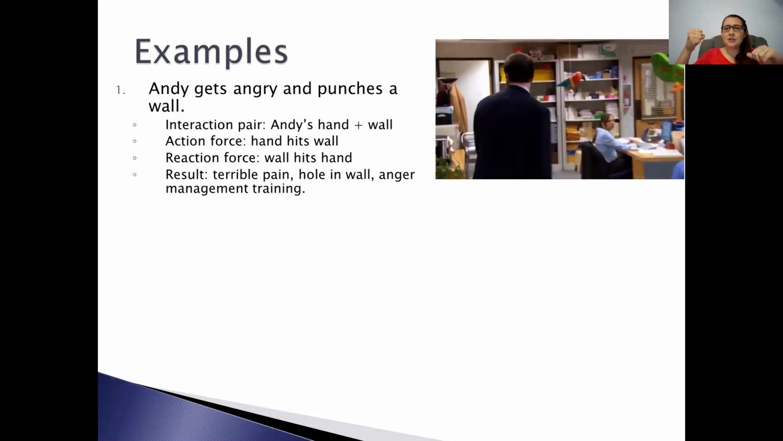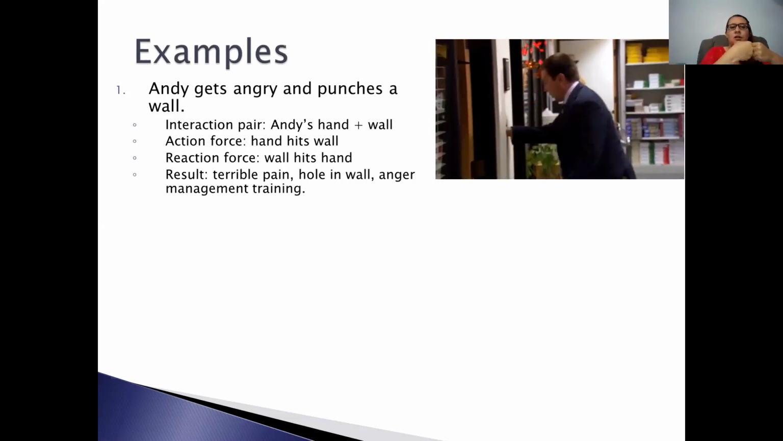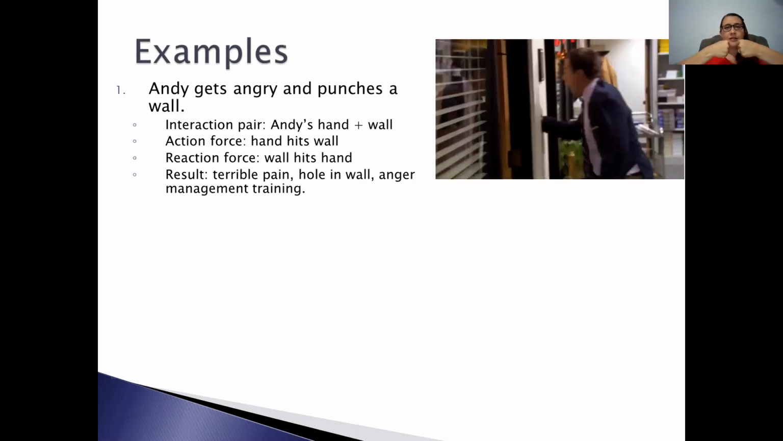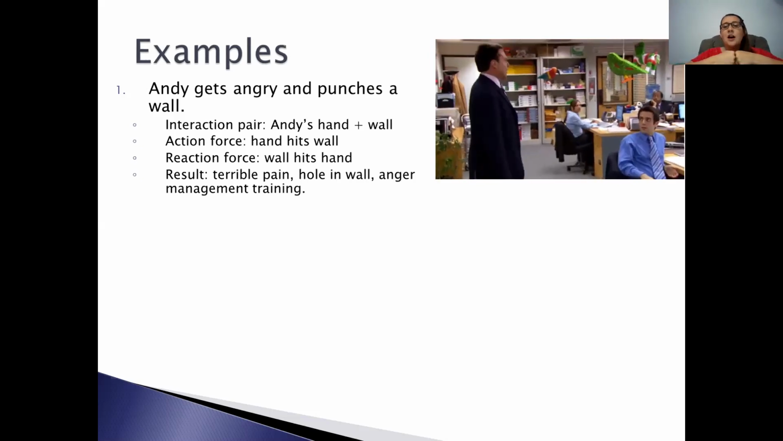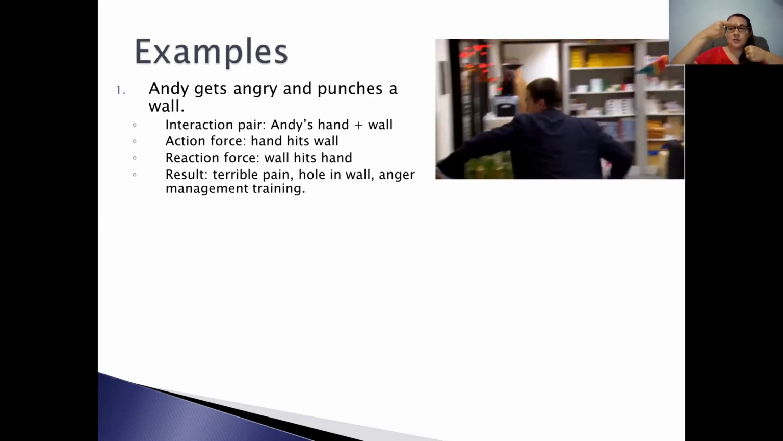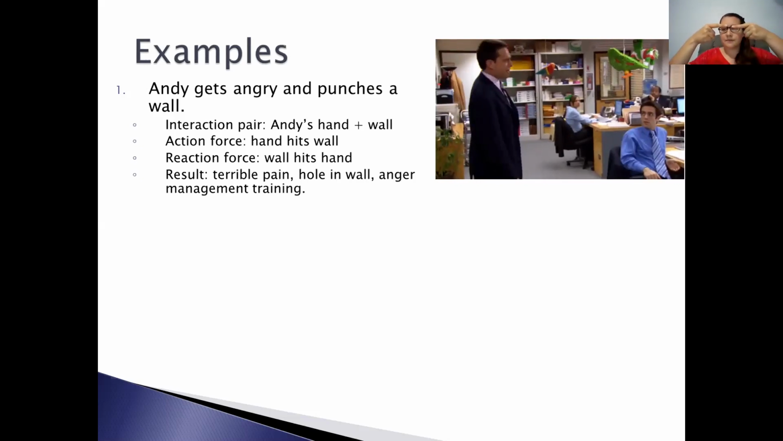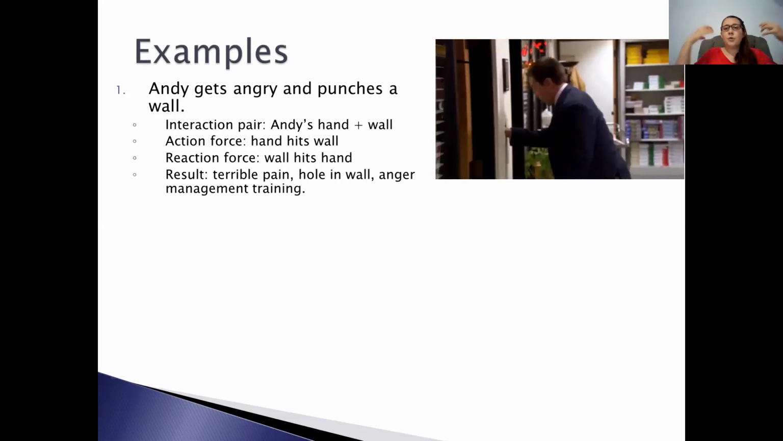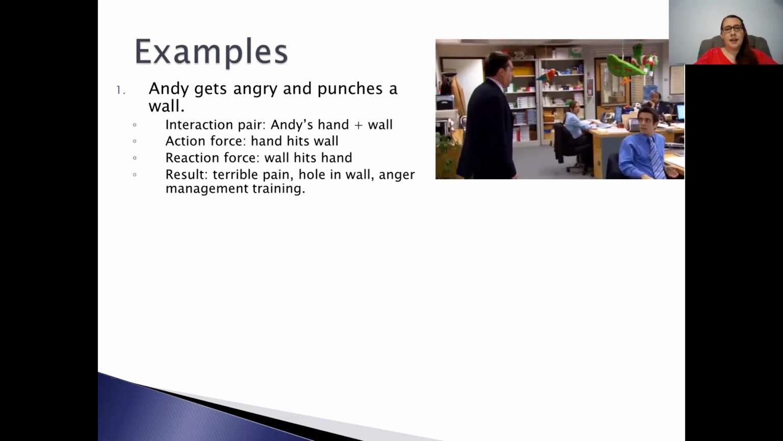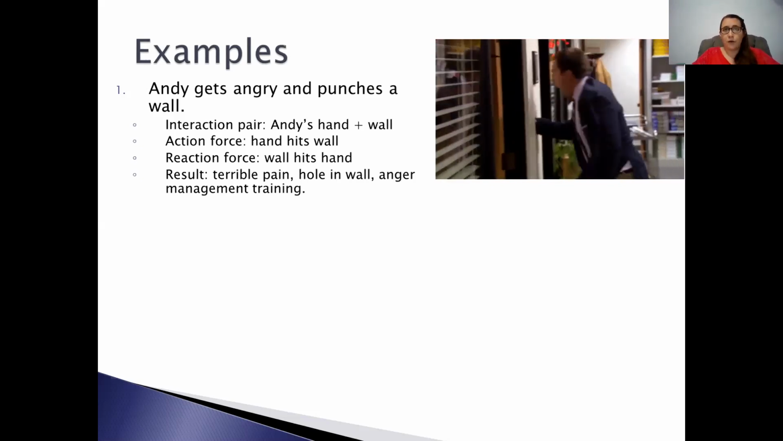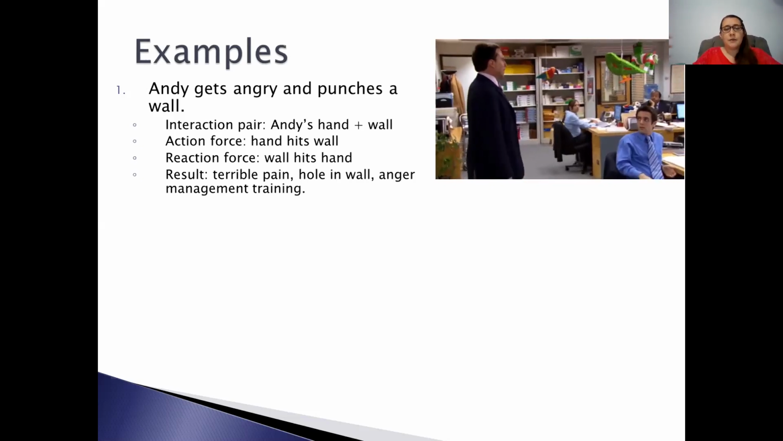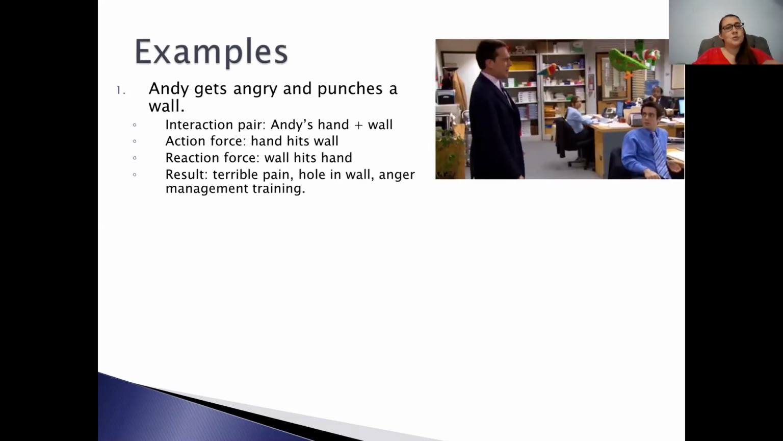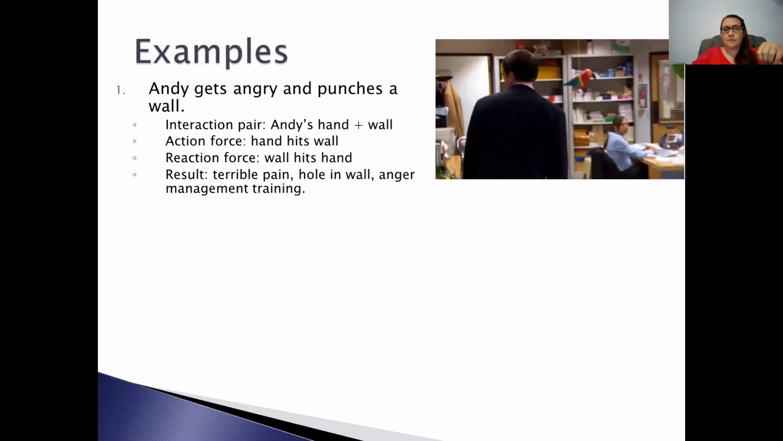Right, so can we see here the difference between a reaction force and a result? The action force is his hand hitting the wall. The reaction force is the wall hitting his hand. Same magnitude, opposite directions, right? Because his hand is going this way, the wall is pushing back on his hand this way. And now the wall gets broken because it can't withstand that force that's being applied to it, but it does momentarily give that same magnitude as a reaction force.